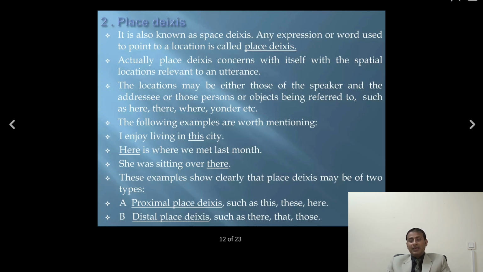I enjoy living in this city. Here is where we met last month. She is sitting over there. So here, there, this city, they are called place deixis.